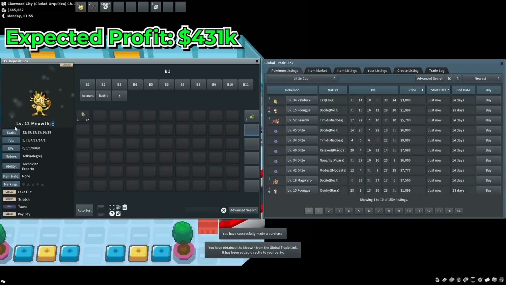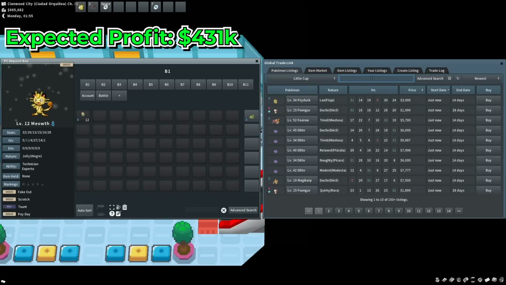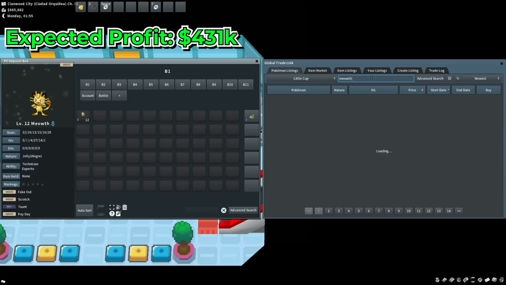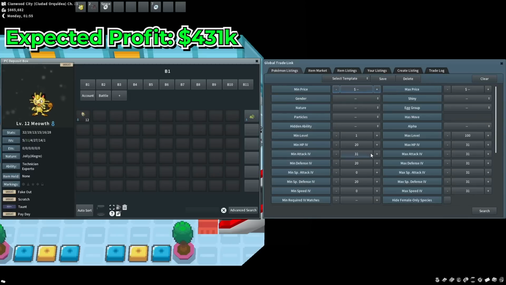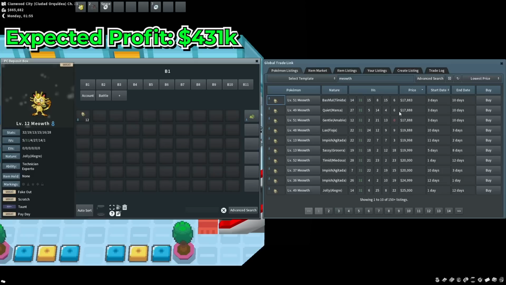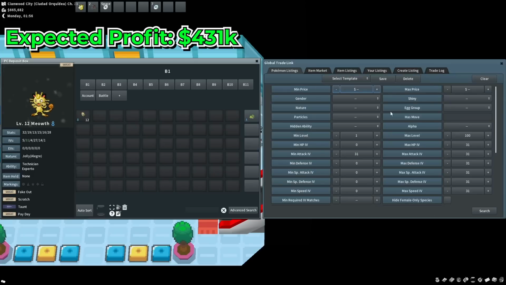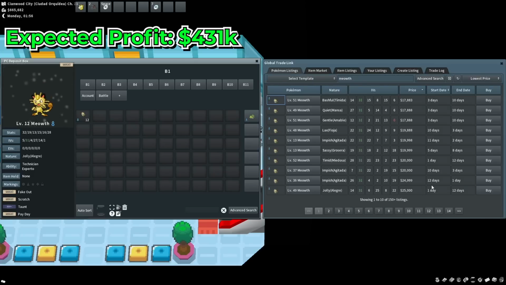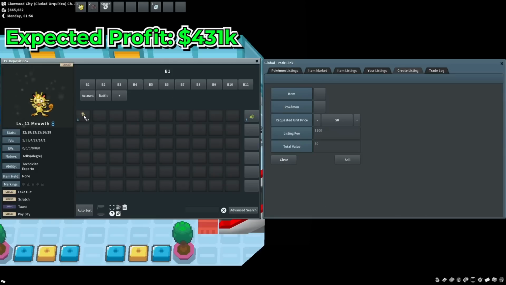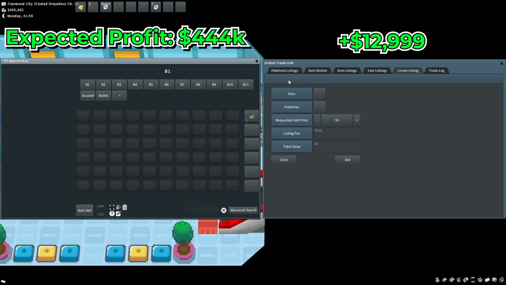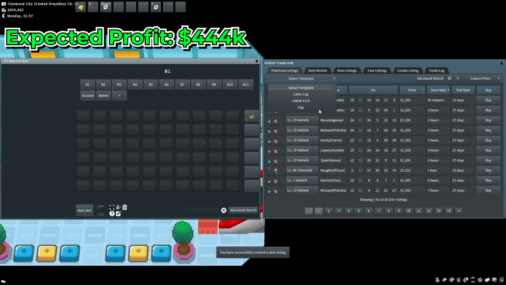Now this is a Meowth with 31 in attack. This can go for around 5 to 20 depending on the market, and this one is Jolly. Let's see if that matters here. But yep, they're going for around 16, and now there was a Jolly one here, 25. So I'll put ours at 20 because nature can matter in this one, but the best one would be Adamant, sorry.